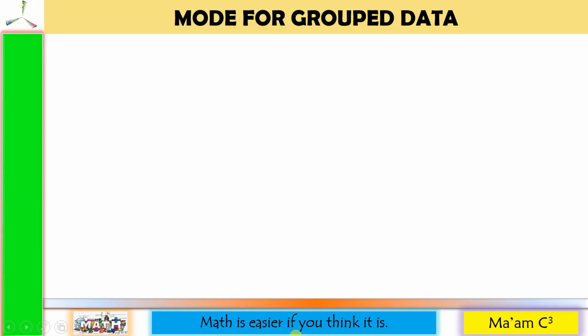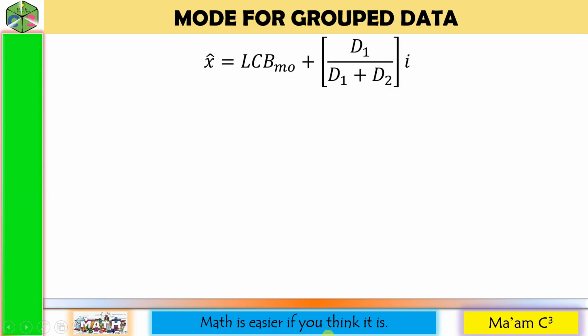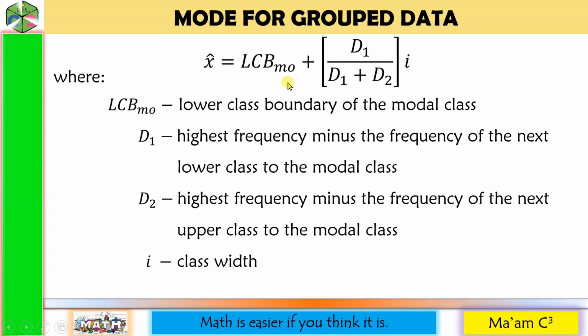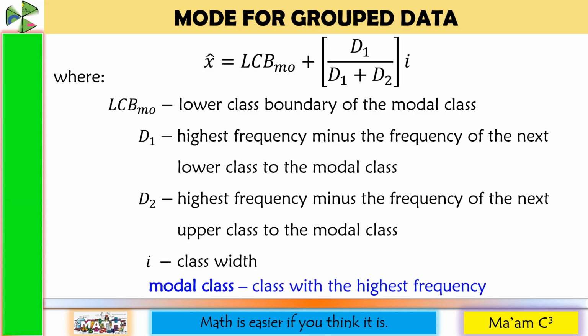The last one is the mode for group data. Here is our formula, where LCB sub MO is the lower class boundary of the modal class. D sub 1 is the highest frequency minus the frequency of the next lower class to the modal class. D sub 2 is the highest frequency minus the frequency of the next upper class to the modal class. And again, I is the class width. Now, how do we determine the modal class? The modal class is the class with the highest frequency.